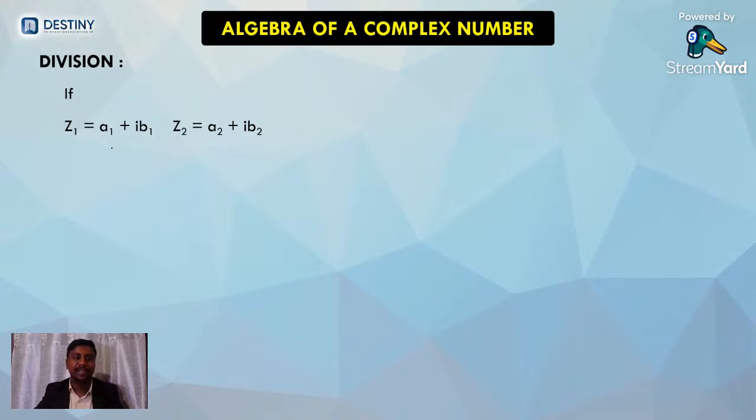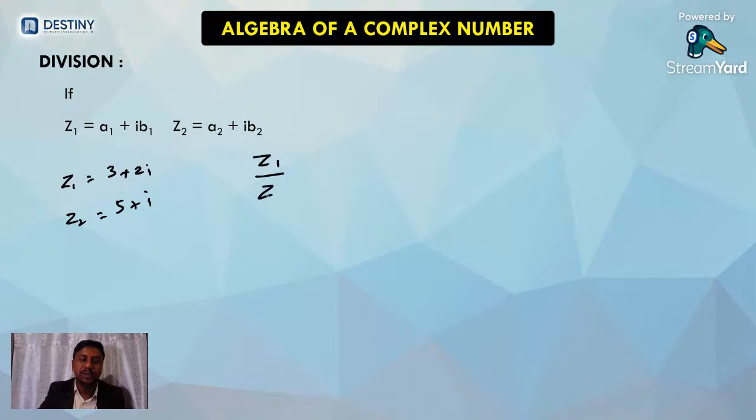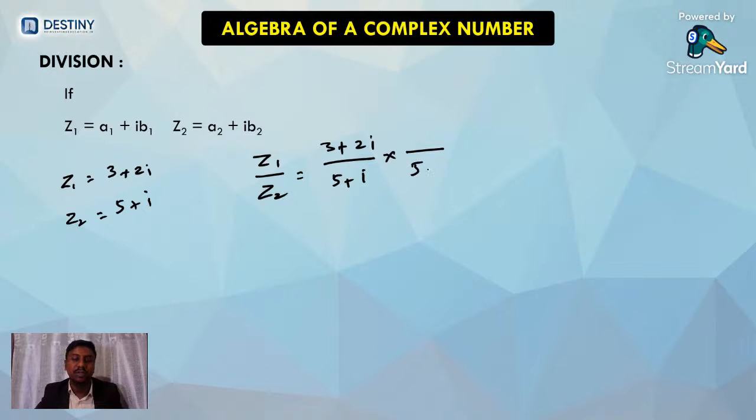And division also uses the same method. Let's do division with the same numbers. Z1 is 3 plus 2i, am I right? Z2 is 5 plus i. So here what we should do: to represent Z1 by Z2 is equal to 3 plus 2i divided by 5 plus i. Here we should rationalize the number as we did in polynomials and algebra. We should multiply and divide with the rationalized number. We should rationalize with 5 minus i.